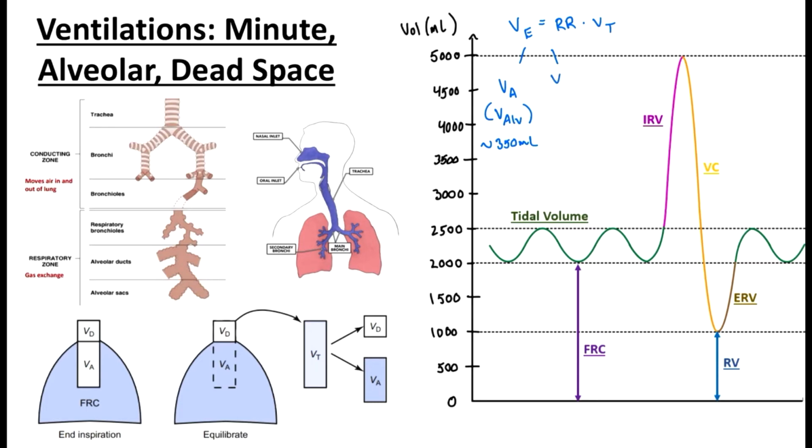And there's the dead space, VD, the approximately 150 milliliter chunk that doesn't end up contributing to gas exchange. So graphically, dead space would probably correspond to the upper chunk of the tidal volume. So over here would probably be dead space, and over here would probably be the alveolar ventilation. More specifically though, the upper 150 of each tidal volume would be referred to as the anatomical dead space.